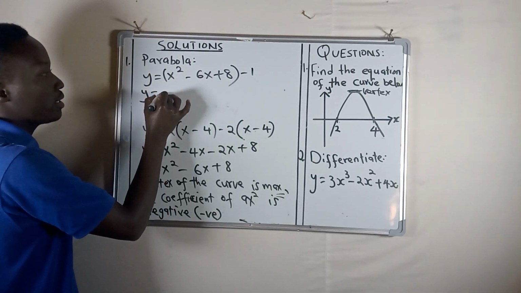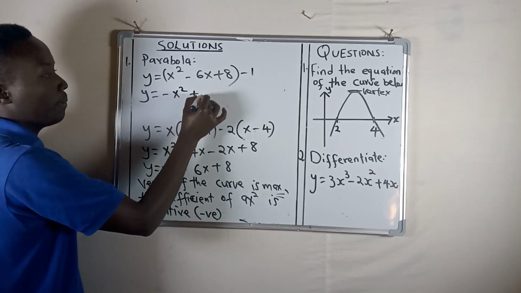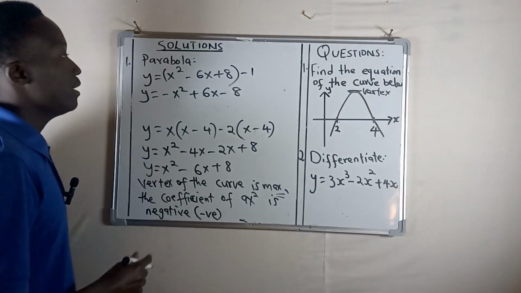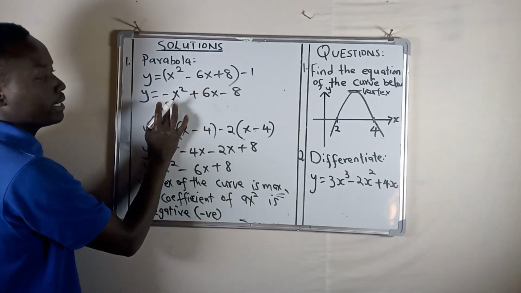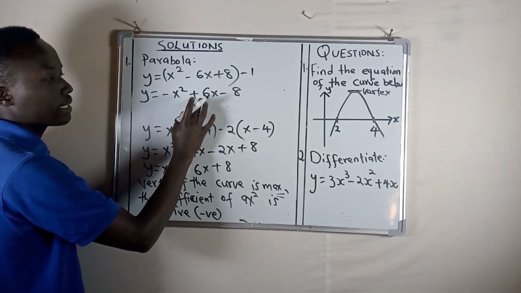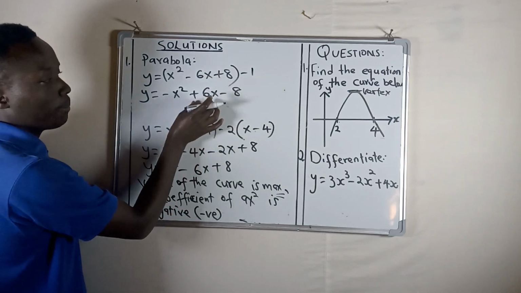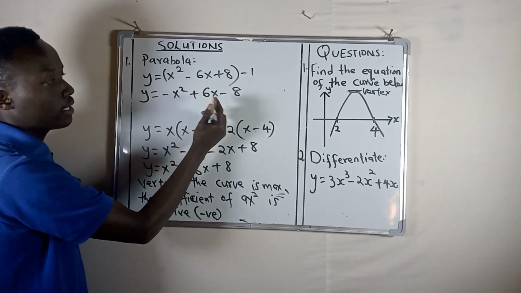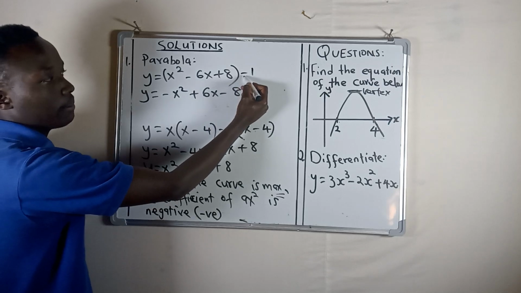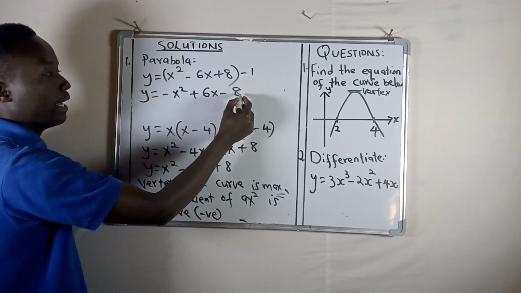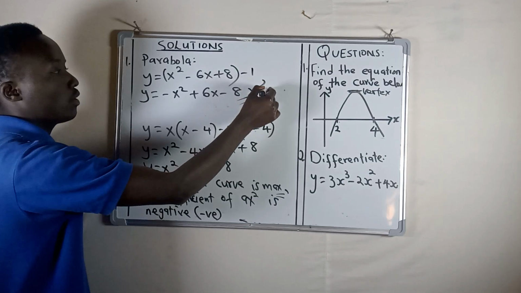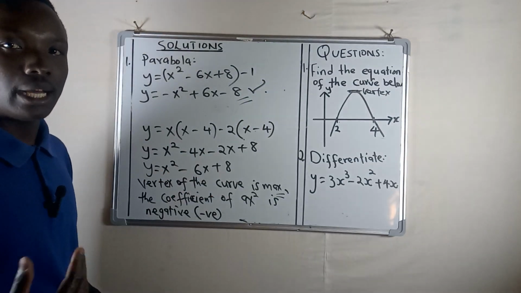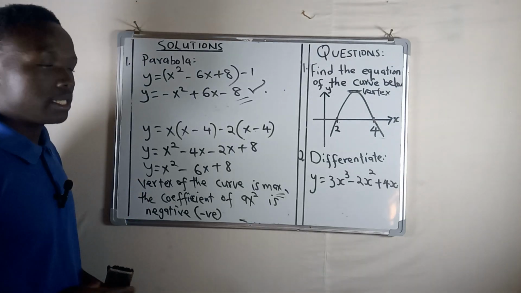When we multiply it by negative 1, we get y is equal to negative x squared plus 6x minus 8. Negative 1 times x squared is negative x squared, plus 6x because negative 1 times negative 6 is positive 6. Then positive 8 multiplied by negative 1 gives negative 8. That will be the equation of our curve. By doing that, we are done with question number 1. Let's proceed to question number 2.